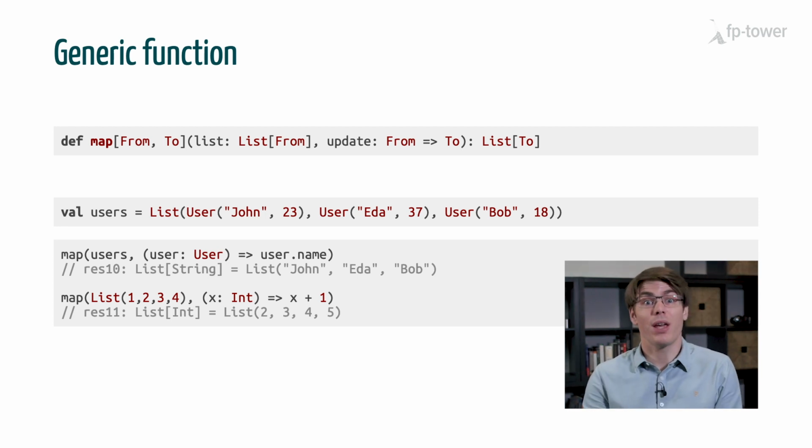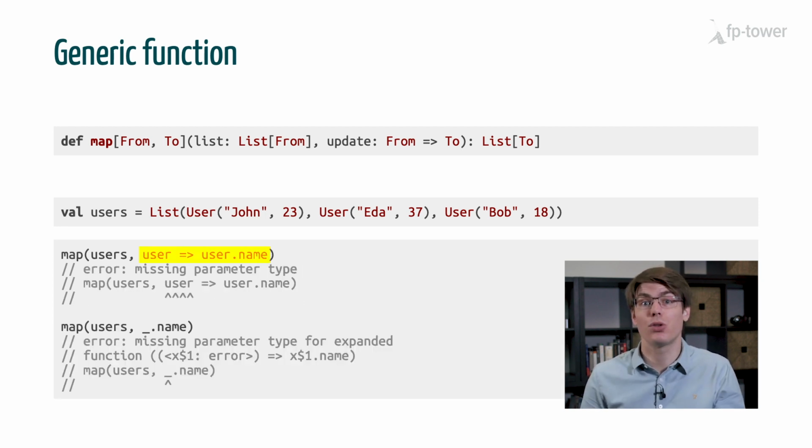Now there is still one annoying thing about this example. Can you guess what it is? It is the definition of the anonymous function. It's a bit tedious to annotate the input type, especially when the code is so short, as it is here. Ideally, we would write user arrow user.name, or even underscore.name, using the placeholder syntax we discussed in the exercises.